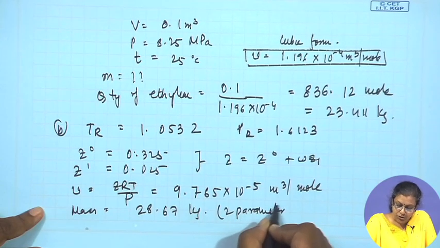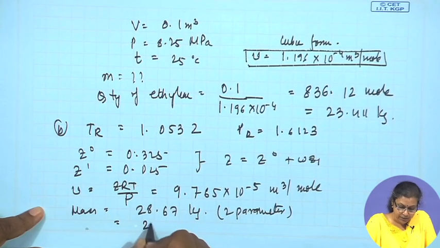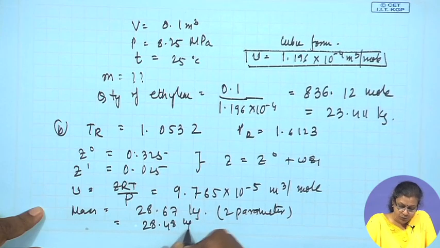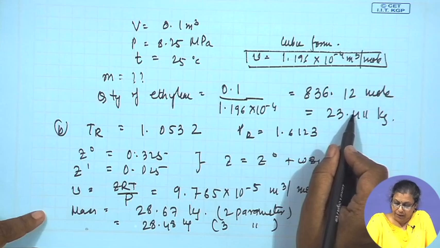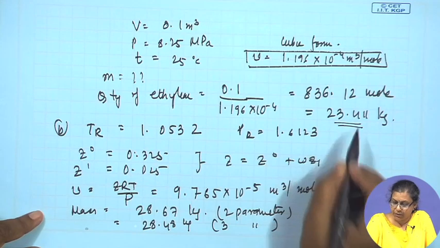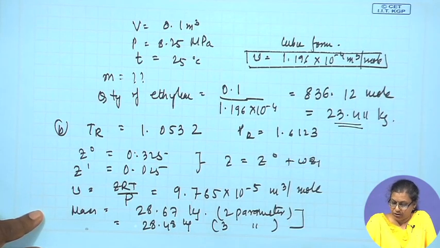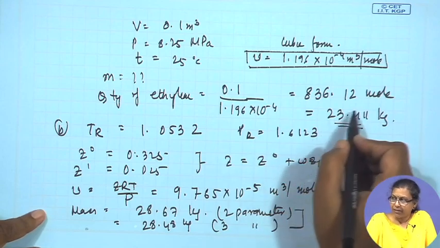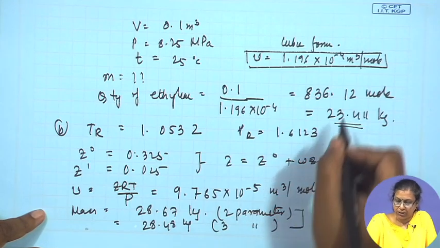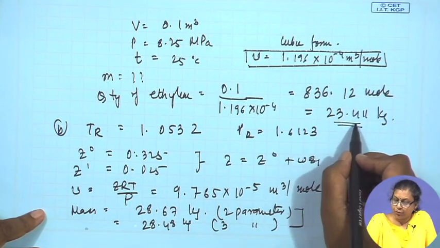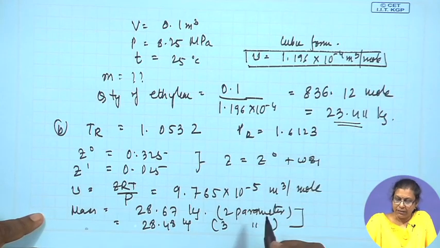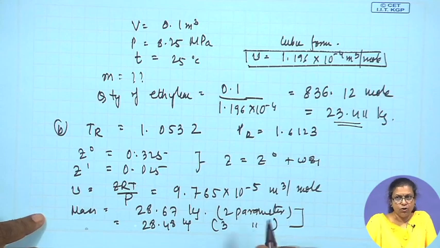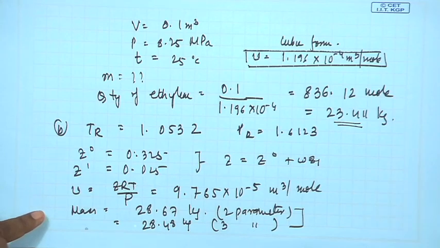Similarly, if you proceed with the 3 parameter law, you get the mass to be 28.48 kgs. It is worth noting that there is quite an amount of difference between the van der Waals prediction and the 2 and 3 parameter law of corresponding states. Naturally, this deviation occurs due to the approximate nature of the van der Waals equation as well as the inaccuracies inherent in the 2 and 3 parameter law of corresponding states.